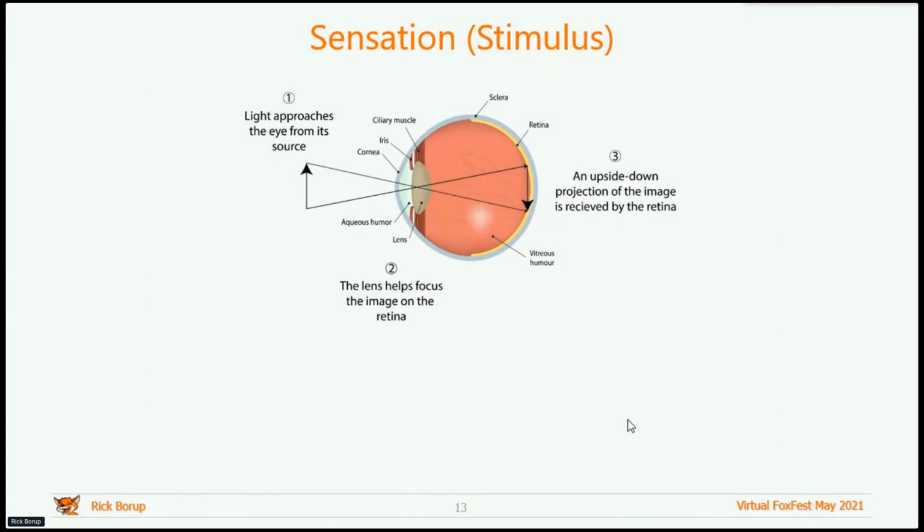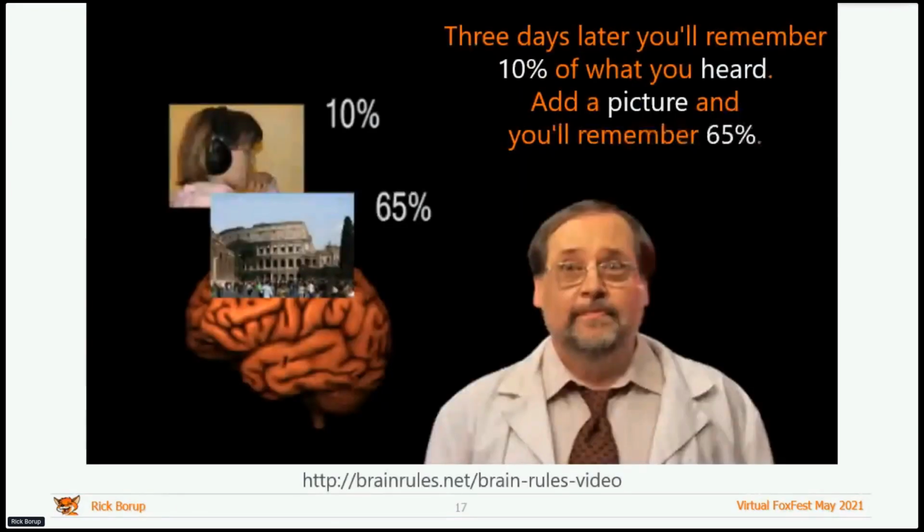You've all probably seen a drawing like this. This particular one comes from the same material that is in the book. And the point is that if you are exposed to something that you're trying to learn and retain, and you only hear it, then 3 days later, you're going to remember 10% of it. If a picture or a visual component is added, then you will remember 65% of it. So that's a pretty huge difference.